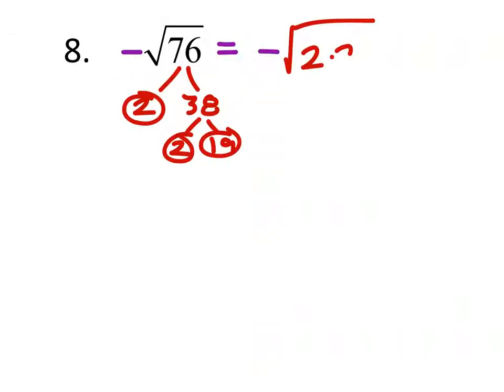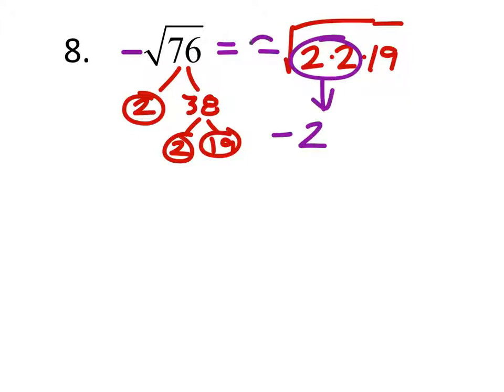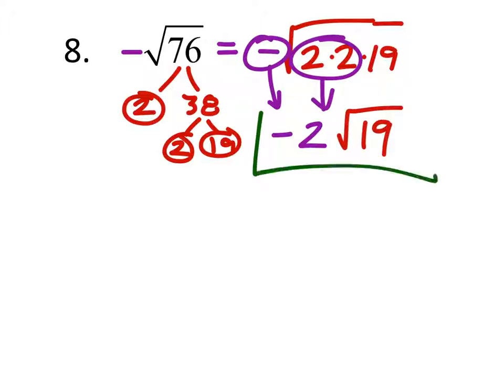Square root of 2 times 2 times 19. And I've got a pair of 2's, which I can pull out. So I'd have negative 2, not forgetting the negative, right? And I've got the square root of 19. There it is.